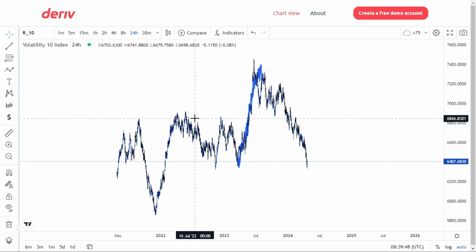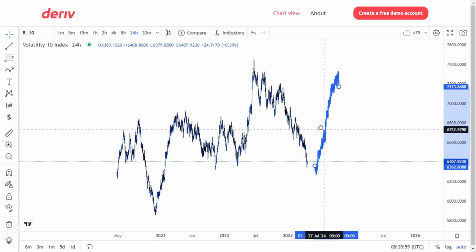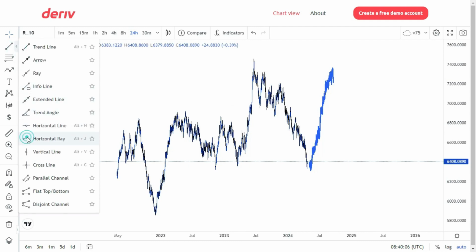I'll show you other pairs in other lectures. If you look at this point now, since we have a corrective move, our anticipation is that we'll get almost the same movement. So our targets will go to almost the same level as we have reached there.